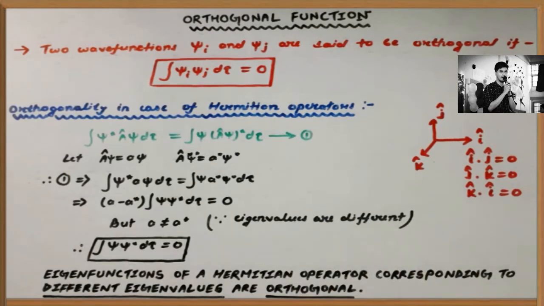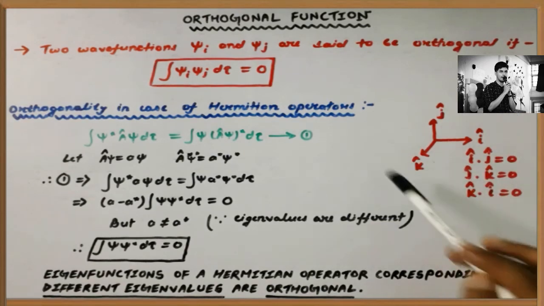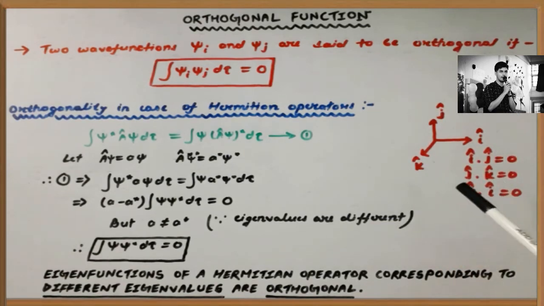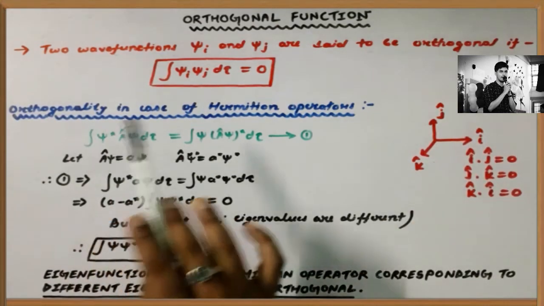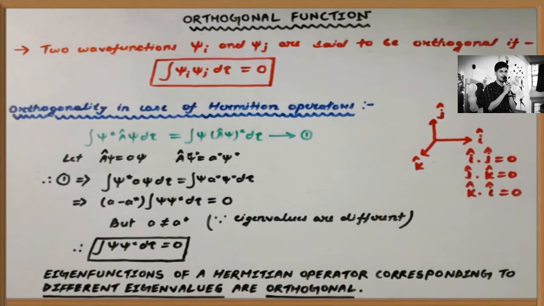So this is the brief discussion of orthogonal functions. If we sum up, orthogonal means that two wave functions cannot overlap with each other. It is just like the perpendicular condition, which can be understood by taking the example of unit vectors i cap, j cap and k cap. Their dot product gives a value of 0, and they cannot overlap with each other because they are perpendicular to each other. We also checked orthogonality in the case of Hermitian operators, and found that eigenfunctions of Hermitian operators with different eigenvalues are orthogonal to each other.